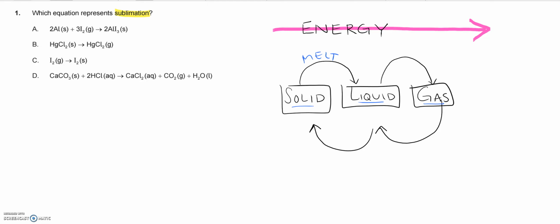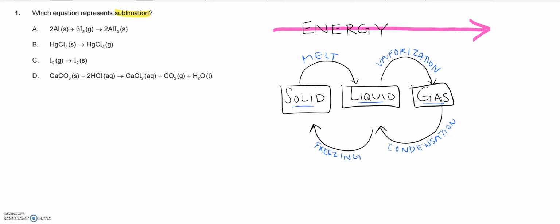Liquid to a gas, we can call that vaporization. The process is boiling. Vaporization, it becomes a vapor. Gas to a liquid is called condensation. And liquid to a solid, we know very well in Minnesota, freezing. Okay, those are the common ones.